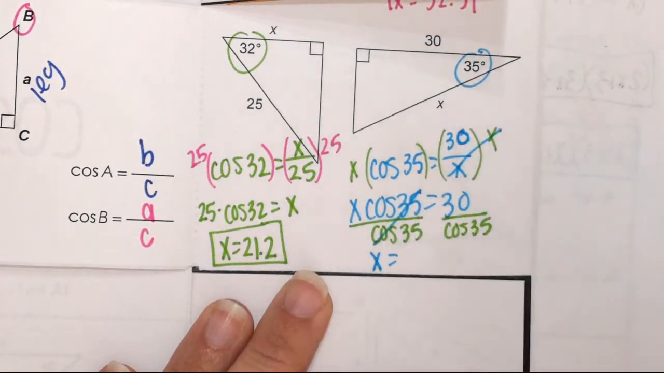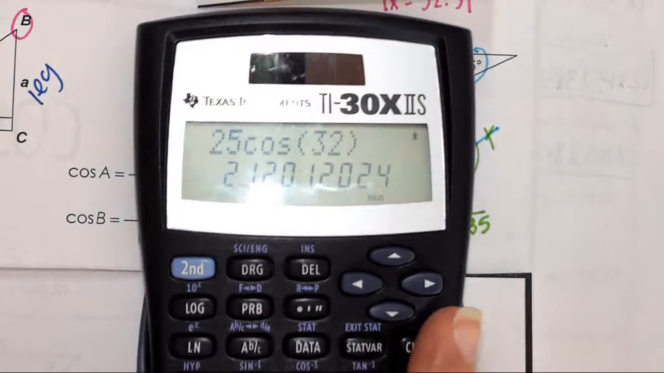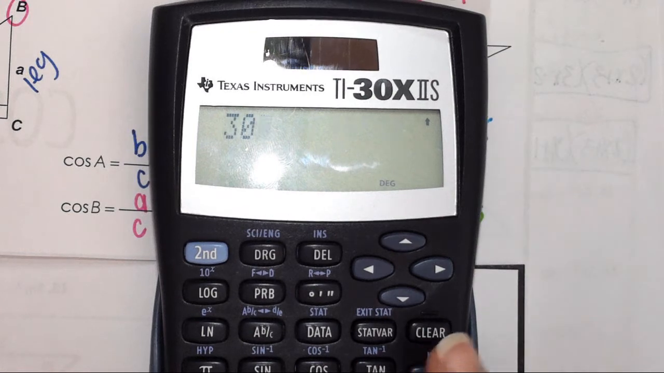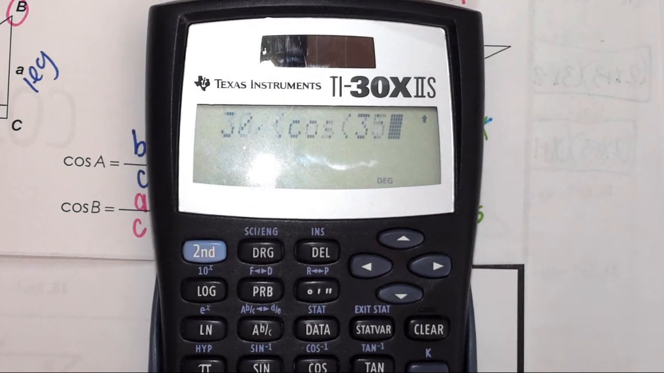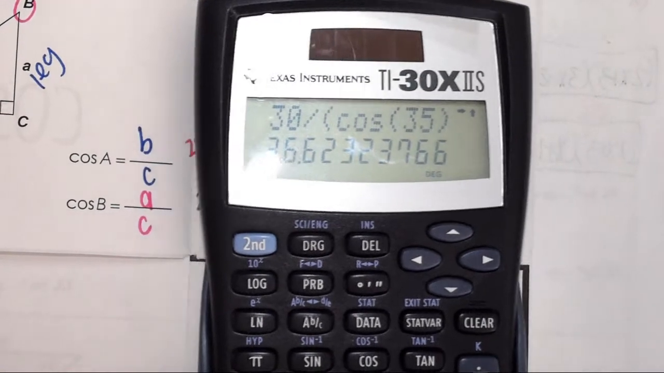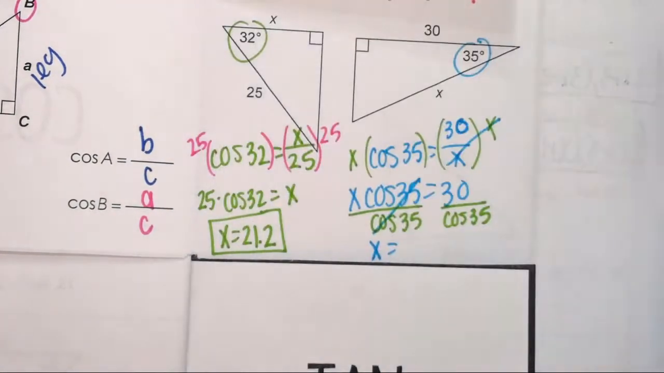And since I don't know what this is, I'm going to plug it into my calculator. So I'm going to do 30 divided by cosine of 35. And I'm putting it in parentheses just to be safe. So that gives me 36.6.